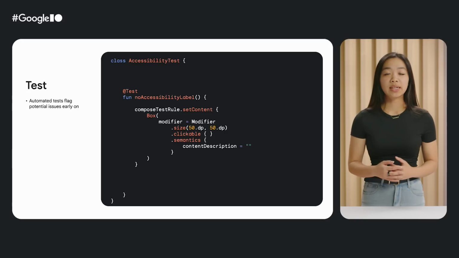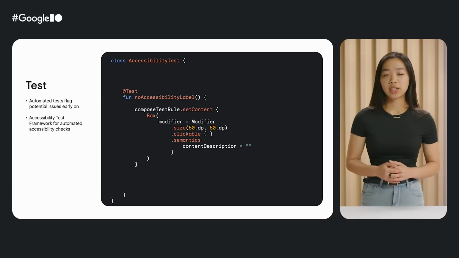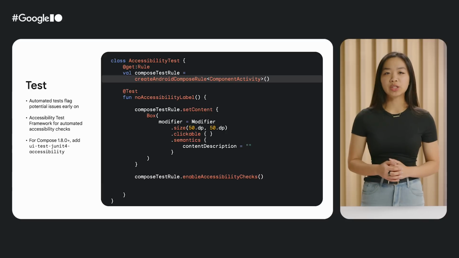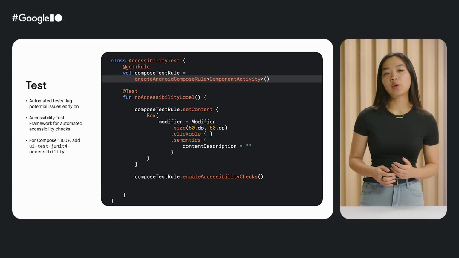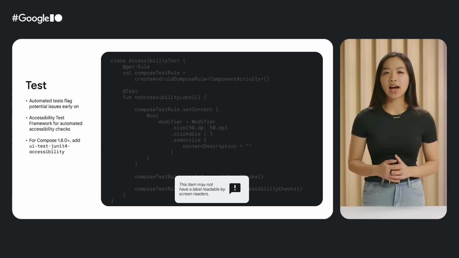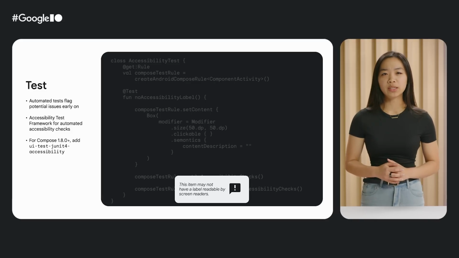But you can now use the Accessibility Test Framework, the same framework underlying Accessibility Scanner and accessibility checks in Espresso, to perform some checks automatically, starting with Compose 1.8. To do so, add the UI test JUnit 4 accessibility library to use accessibility checks. To enable them, call enableAccessibilityChecks in the Android Compose test rule and trigger an action or try performAccessibilityChecks. This specific test fails with an exception and a message that the item may not have a label readable by accessibility services. Other checks can look for color contrast, touch target size, or elements traversal order.